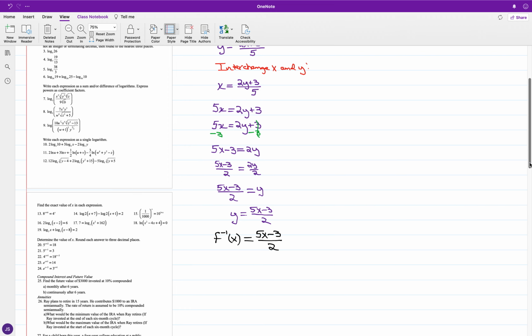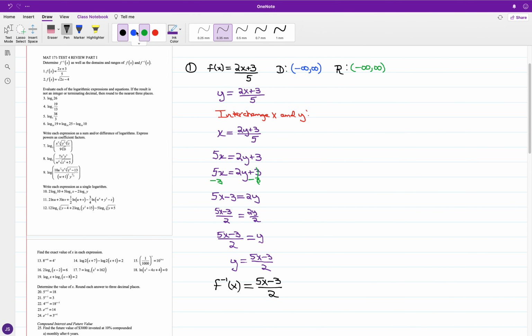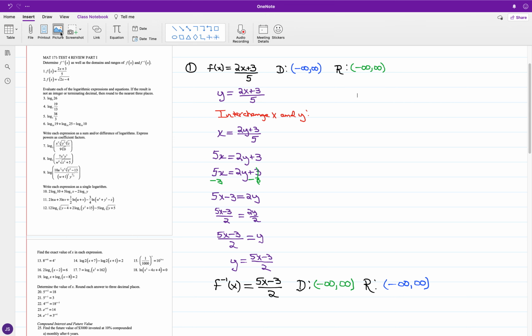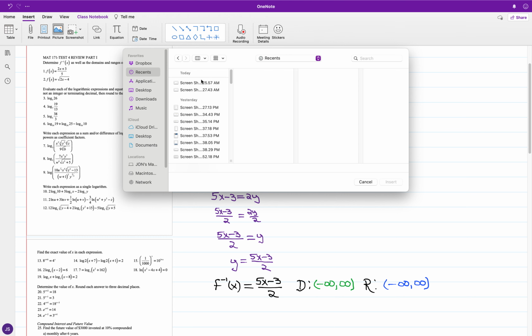So for what we have all together, the one-to-one function had all real numbers for the domain and the range, and the same thing is going to happen for the inverse. And just looking at what we have, at least from a visual standpoint.